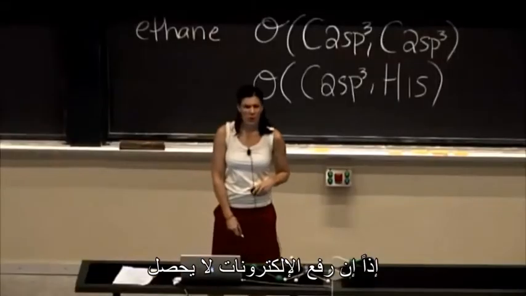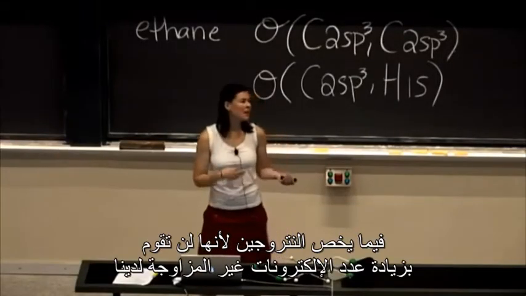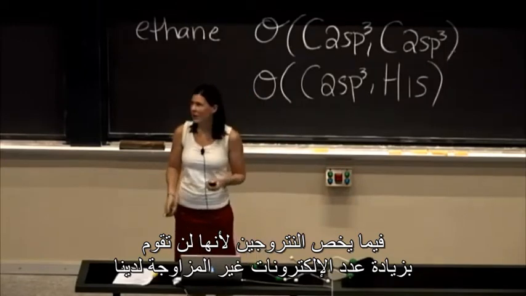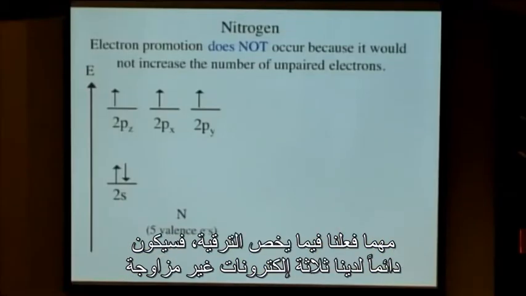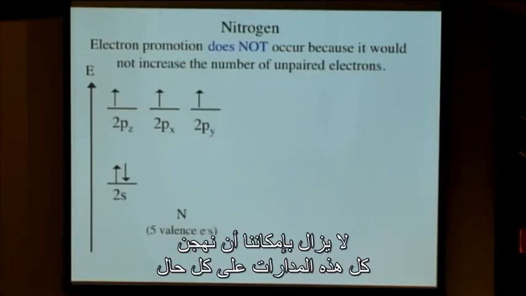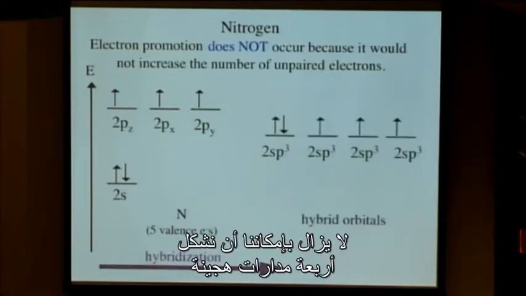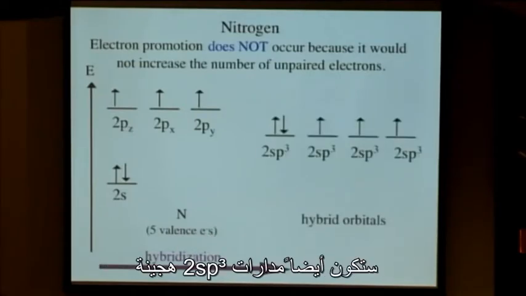So electron promotion does not happen in terms of nitrogen because it would not increase our number of unpaired electrons. No matter what we do in terms of promotion, we're always going to have 3 unpaired electrons. We can still hybridize all these orbitals, however, so we can still form 4 hybrid orbitals, which are, again, 2 sp3 hybrid orbitals.